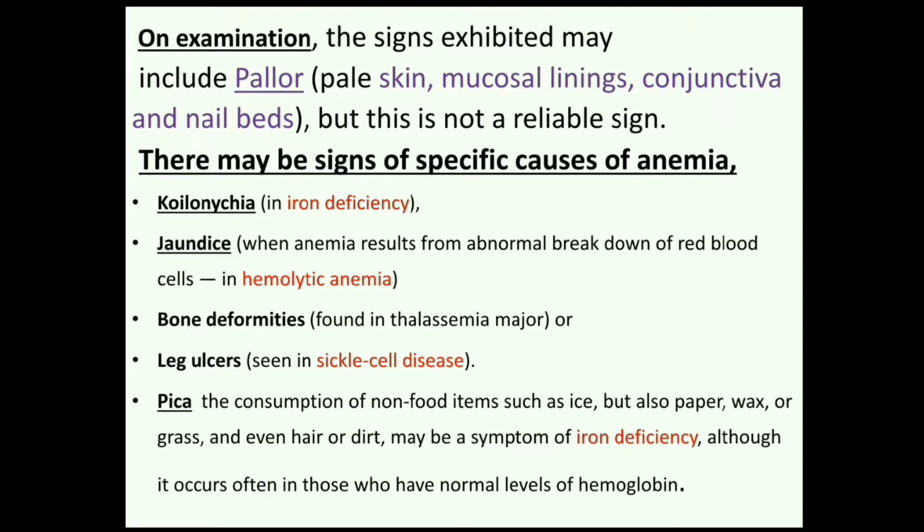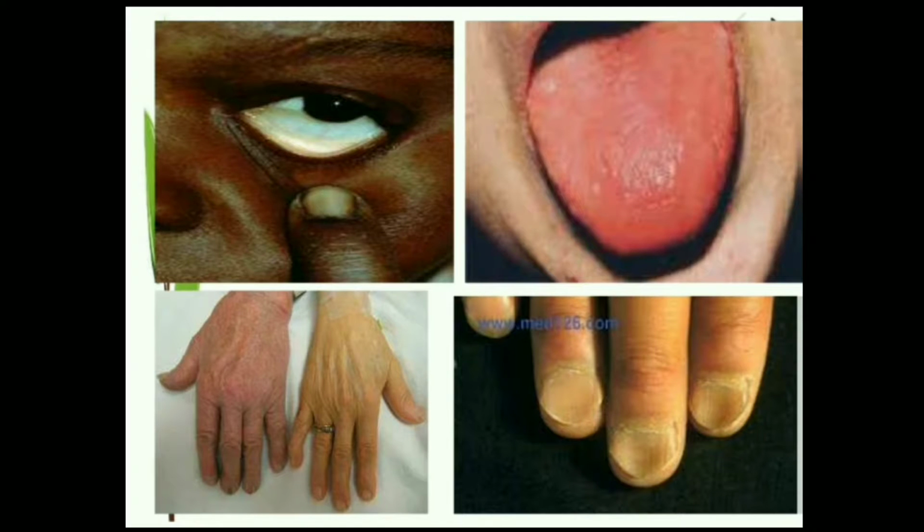Pica, the consumption of non-food items such as ice, paper, wax or grass, and even hair or dirt, may be a symptom of iron deficiency, although it occurs often in those who have normal levels of hemoglobin. In this image, you can see the paleness of the skin.